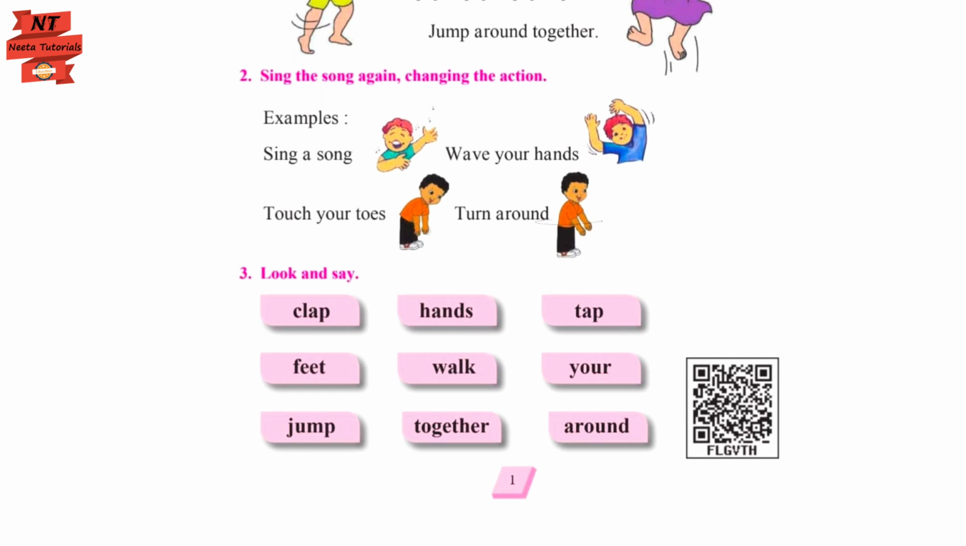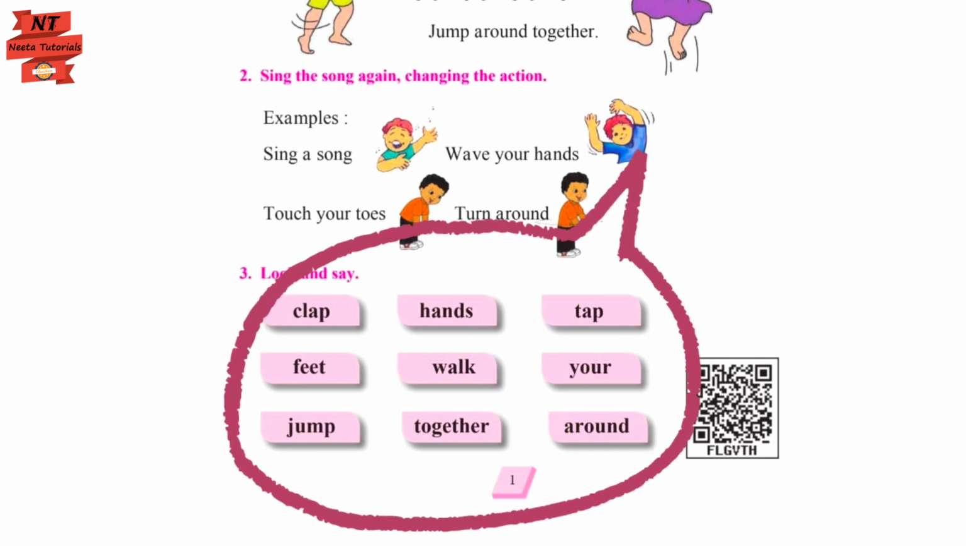Let's repeat once again, children. K, clap. H, hands. T, tap. F, feet. W, walk. Y, your. J, jump. T, together. A, around. Children, you have to learn the spelling of all the words, okay?